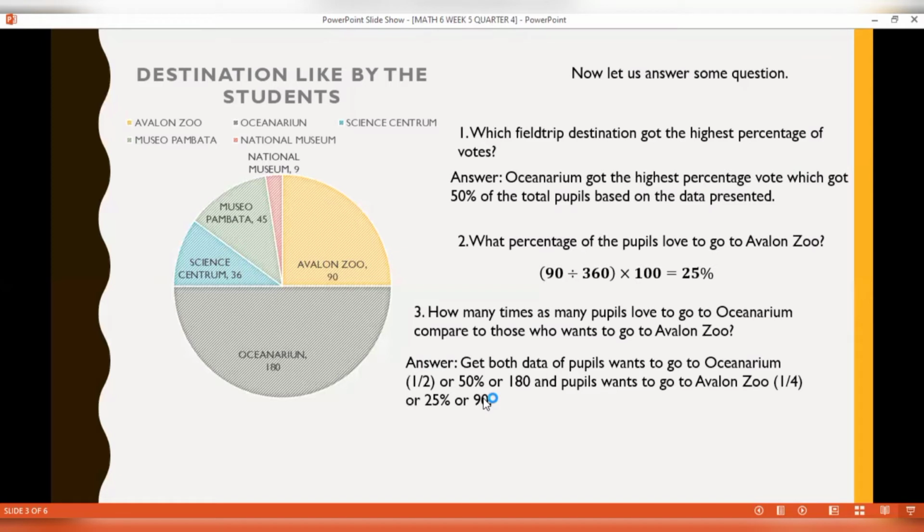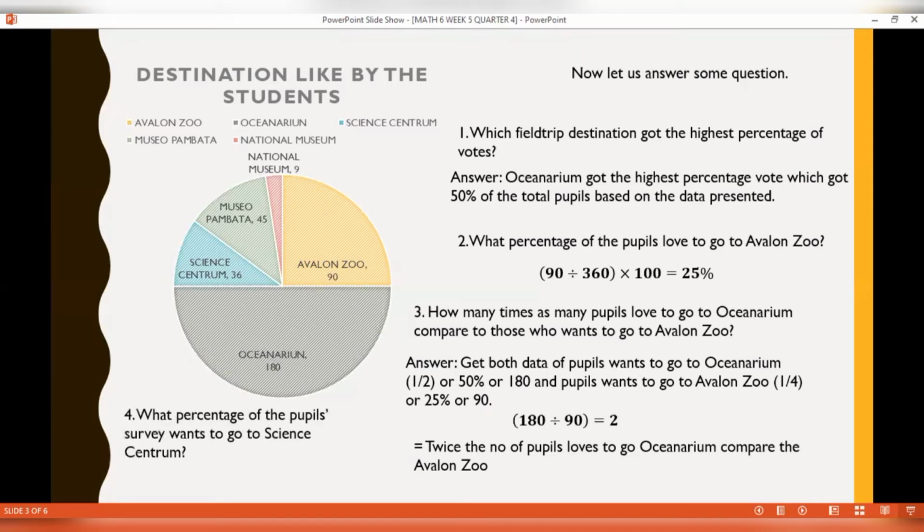Alin man dyan ay pwede natin gamitin. So gamitin natin yung bilang. That is 180 divided by 90, that is equal to 2. So meaning, twice the number of pupils love to go to Oceanarium compared to the Avalon Zoo. Kung mapapansin nyo naman, yung bilang ng Oceanarium na bumoto, doble kumpara sa bilang na bumoto sa Avalon Zoo. So that's how we answer these questions about these data.